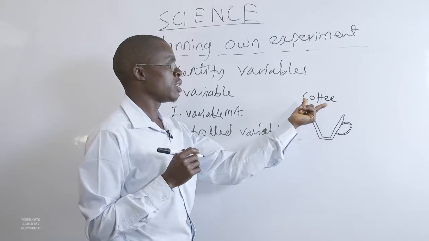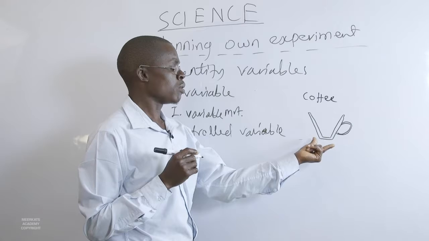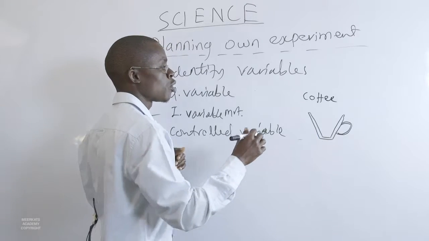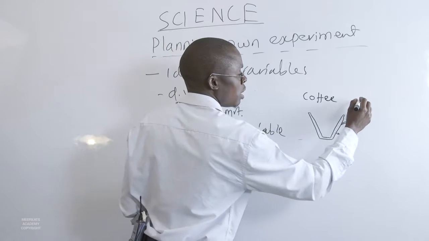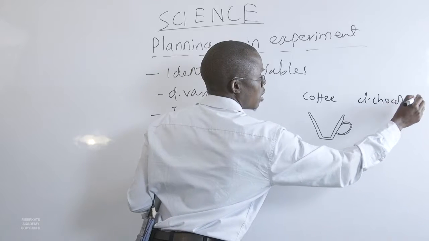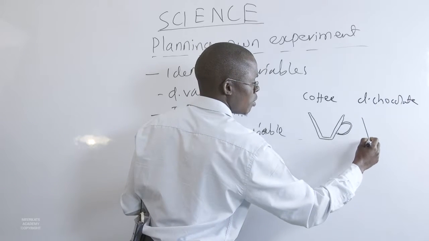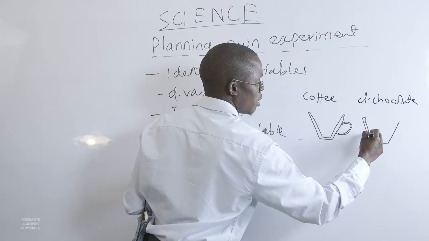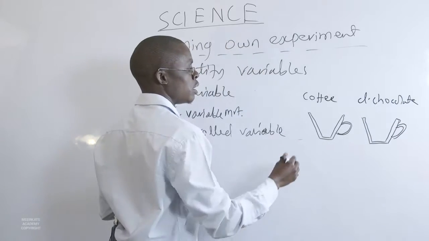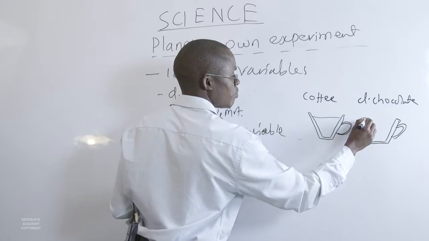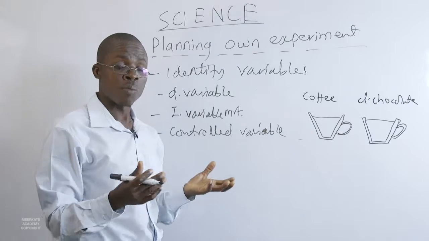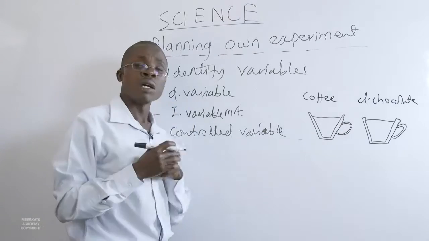Talking about the beverage, it is just coffee. How about the mug? V-shaped. Again, I'm talking about another beverage, which is drinking chocolate. But still, I'm using the same heavy mug that is V-shaped. Since the volumes are the same, we say that, because remember, volume is also a dependent variable.